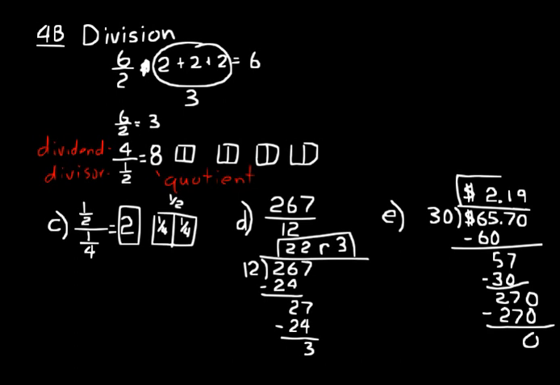And so there's our answer, $2.19. We could split $65.70 into 30 equal groups of $2.19. Do not use a calculator to do these problems. You could use a calculator to check your work. You could do 65.70 divided by 30 on your calculator and see what you get. The purpose of these problems is to make sure you understand the steps in the division algorithm.